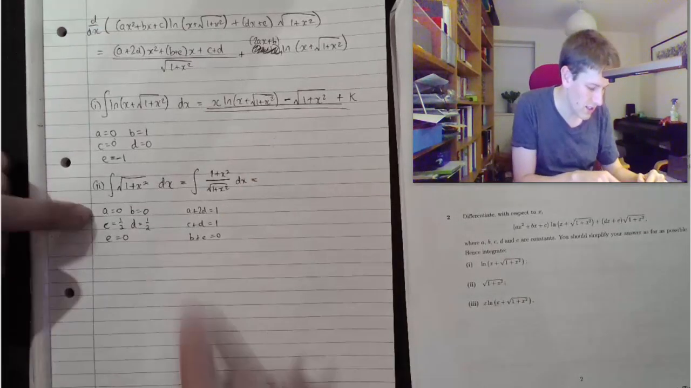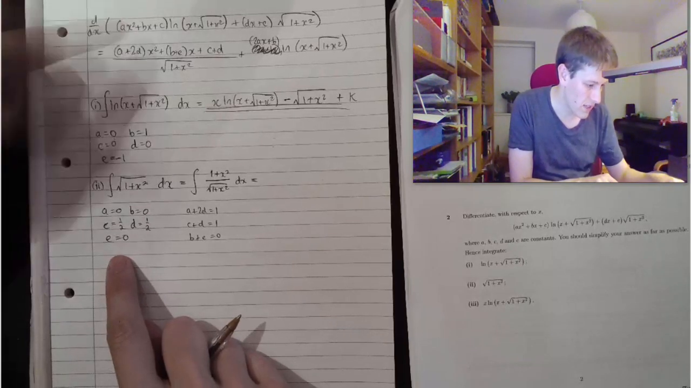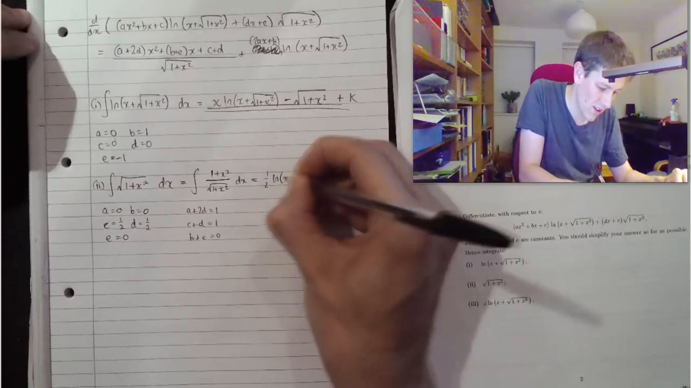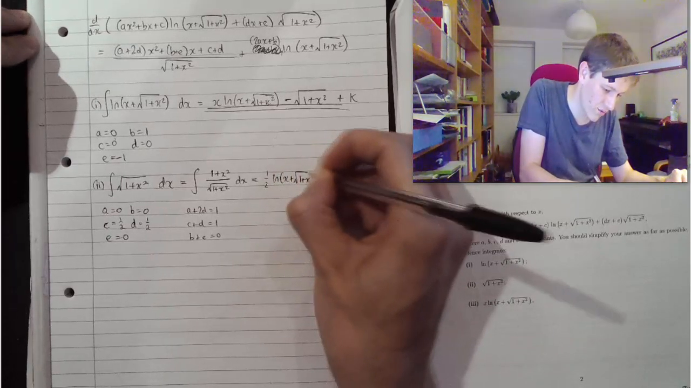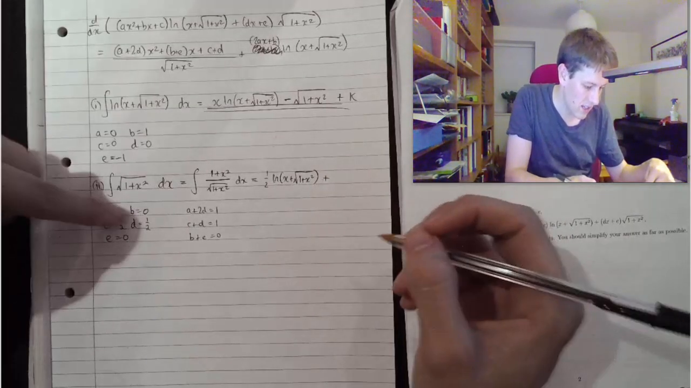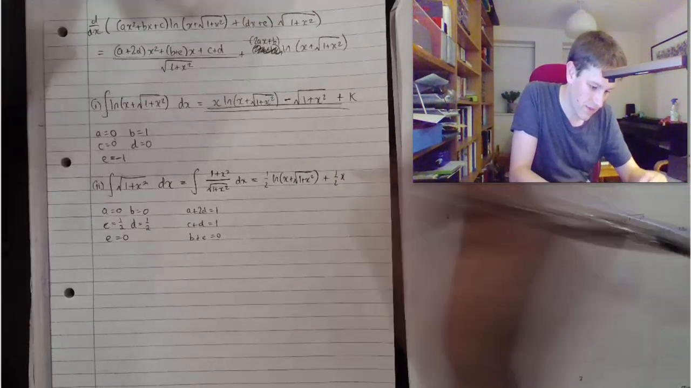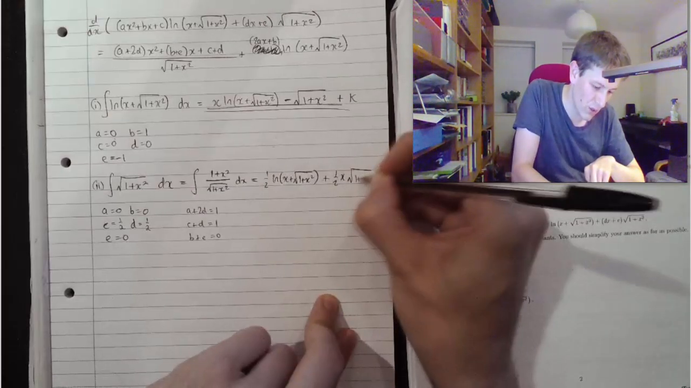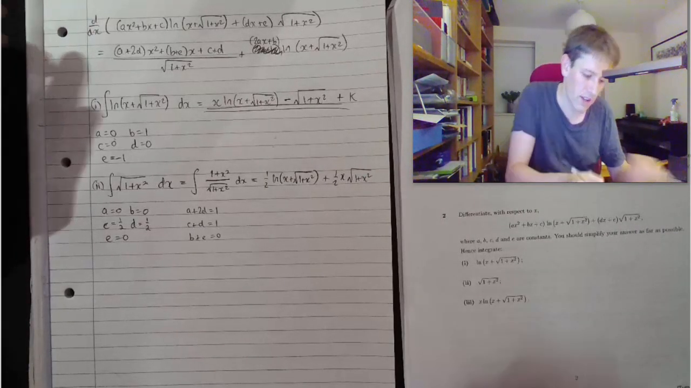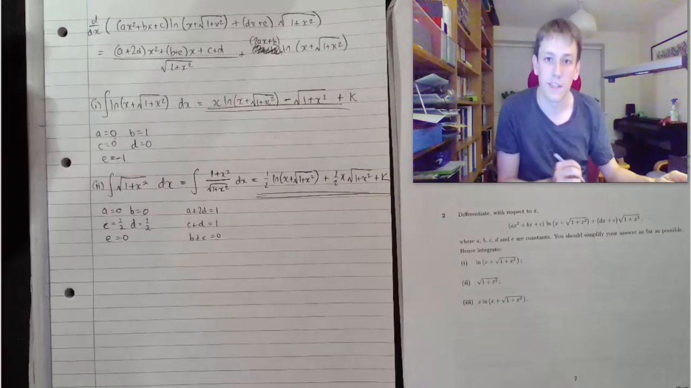I just need to substitute these numbers back into the original function and see what we've got. So a is 0, b is 0, c is 1/2, so I get 1/2 log x plus root 1 plus x squared, and then dx plus e is 1/2 x plus 0. So just 1/2 x times the square root of 1 plus x squared, and then again some constant of integration. And that's part 2 done.